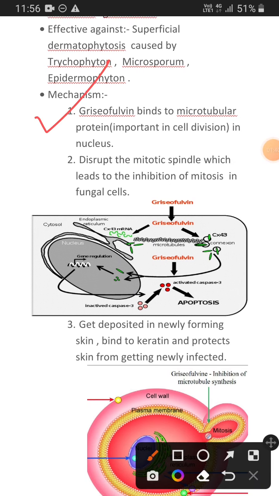So Griseofulvin will bind to what? Griseofulvin will bind to microtubular protein, which is important for cell division in the nucleus, and it will disrupt the mitotic spindle, which plays an important role in mitosis, and as a result the mitotic cell division becomes inhibited. It leads to the inhibition of mitosis in the fungal cell.